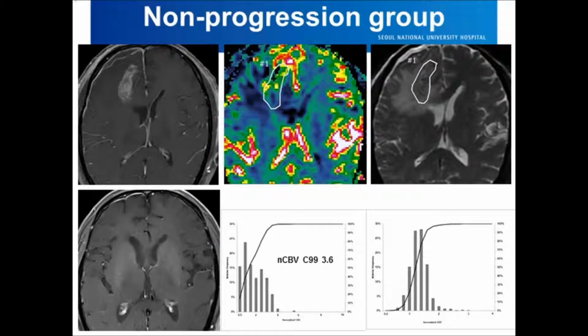These are MR images of a non-progression patient. Immediate post-op MR shows diffuse enhancement at the posterior inferior aspect of the tumorectomy site without significantly increased perfusion. After CCRT, the enhancement completely disappeared. The nCBV C99 of the ROI was 3.6.